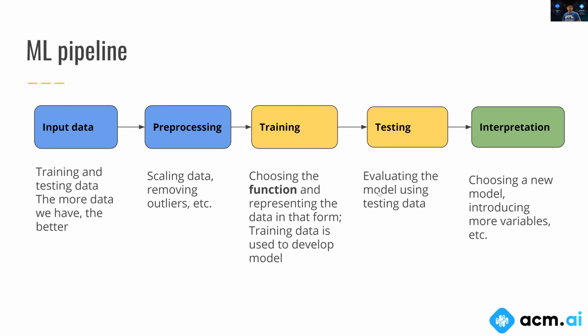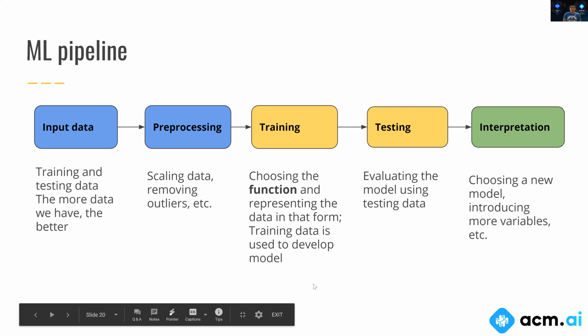Right. So the machine learning pipeline, obviously it's a little bit more complicated, but we try to make it as simple as possible and break it down into 5 stages. So in the beginner track, we're mostly going to be looking at training and testing with a little bit of pre-processing involved. I'll still go through all of the stages real quick.